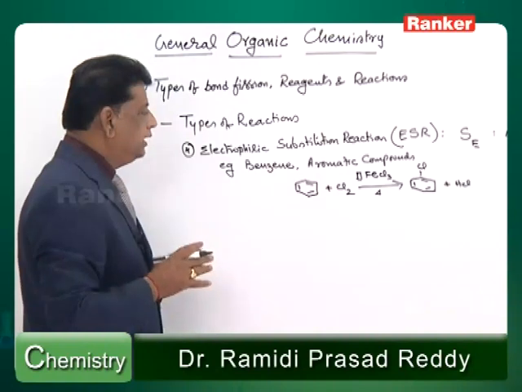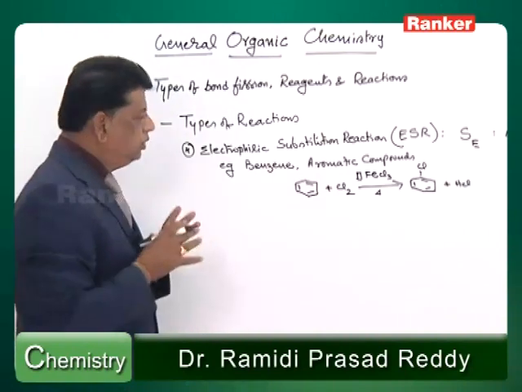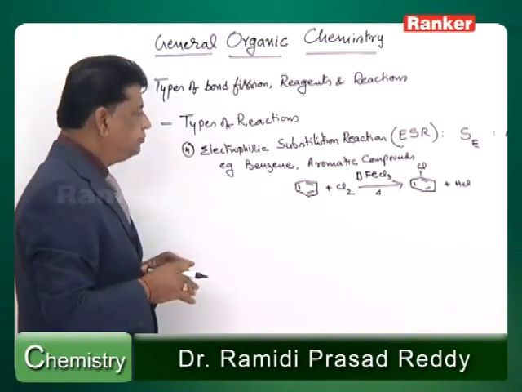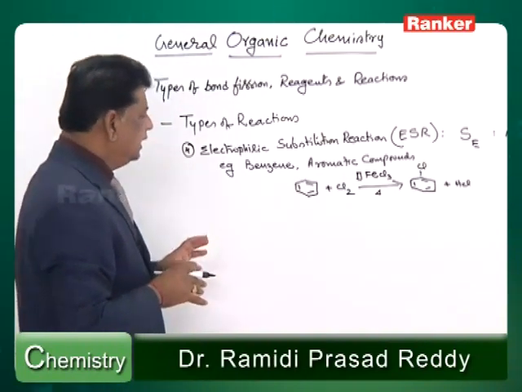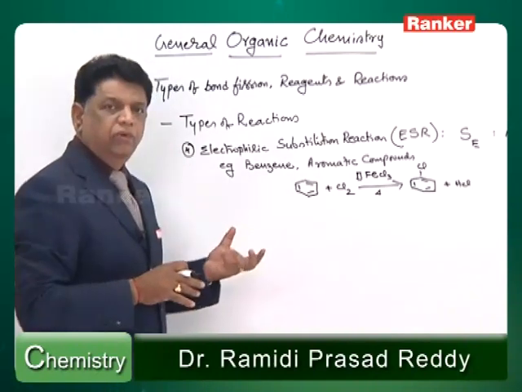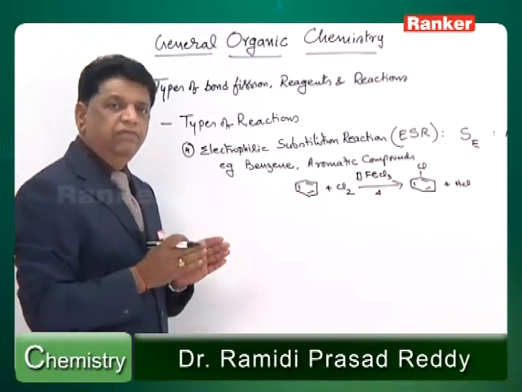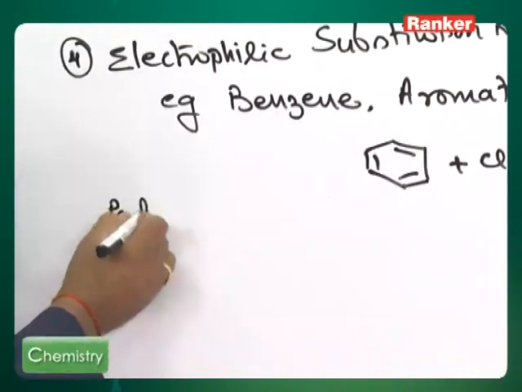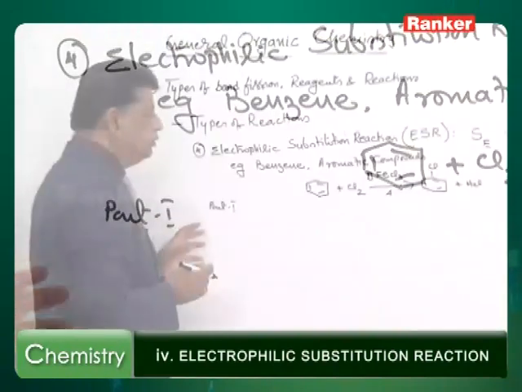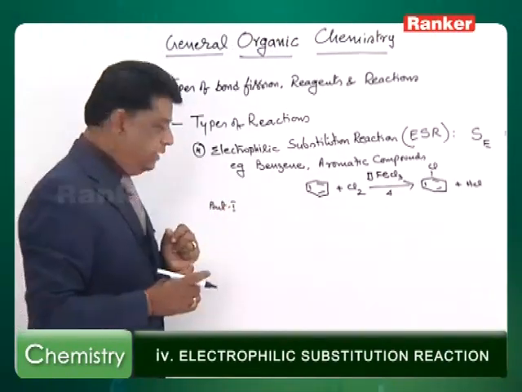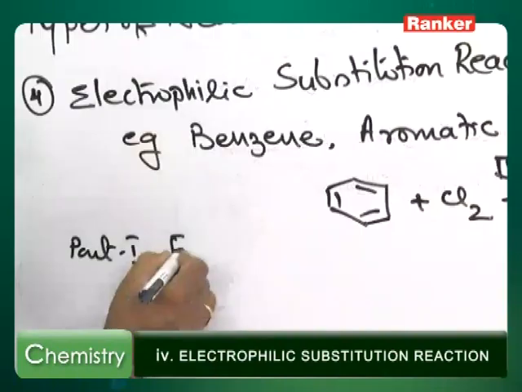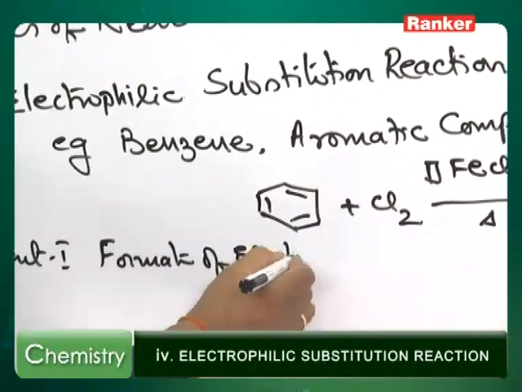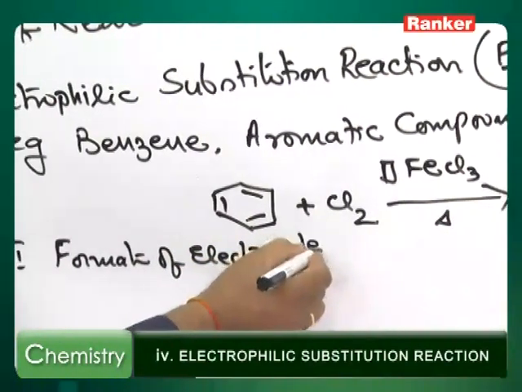This is one of the suitable or simple examples for the electrophilic substitution reaction, in which, to study the reaction in detail, we divide this reaction into 3 different parts. So, let us call it part 1. In part 1, I am showing how the electrophile is generated. So, formation of electrophile I am showing. Electrophile, how it is formed.